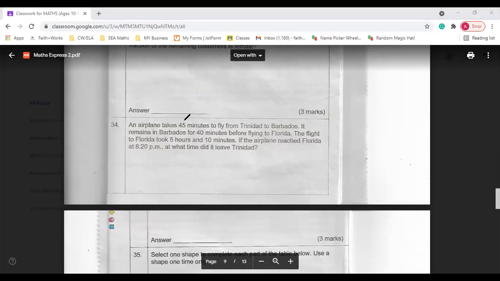Okay, so let's break it down into parts. So let's separate it into hours and minutes. All right, so we have 45 minutes to Barbados. We know we're adding it. Then we have to add on 40 minutes. It stayed in Barbados. Then the flight took 5 hours, 10 minutes.